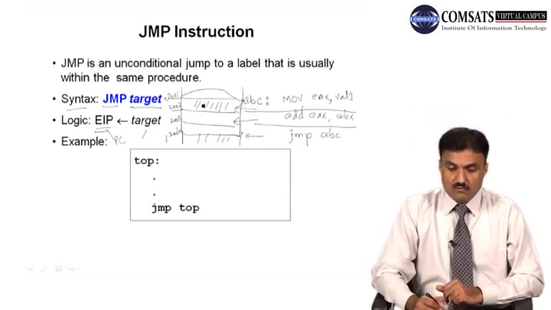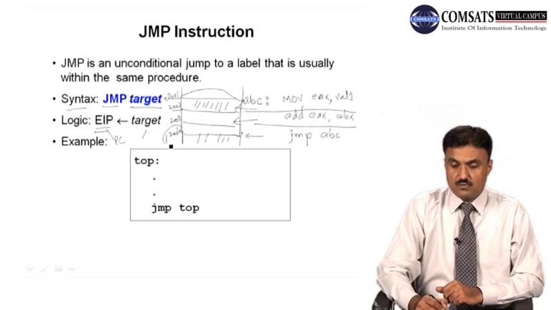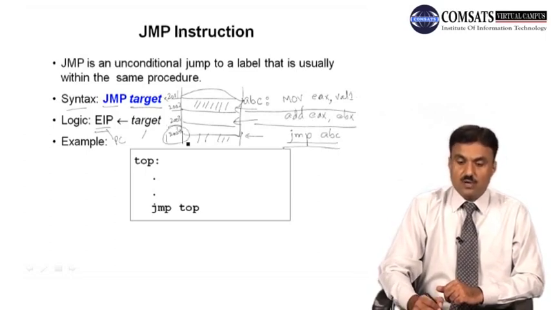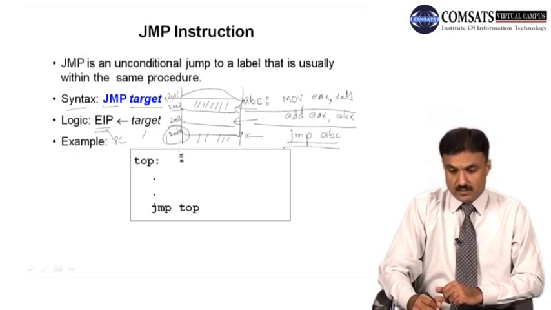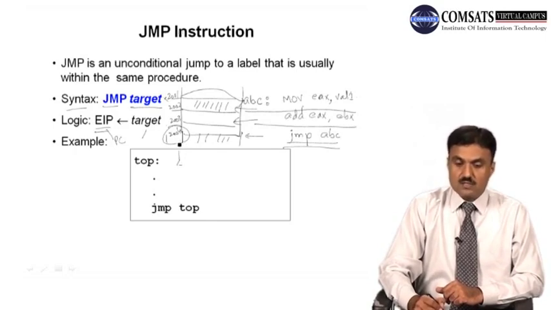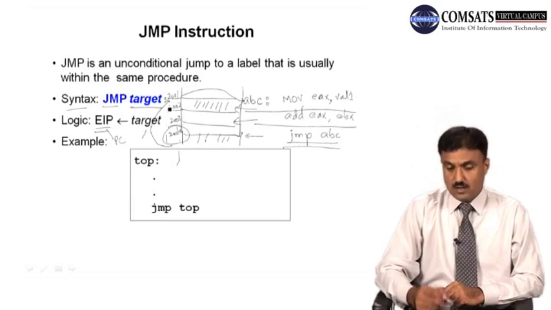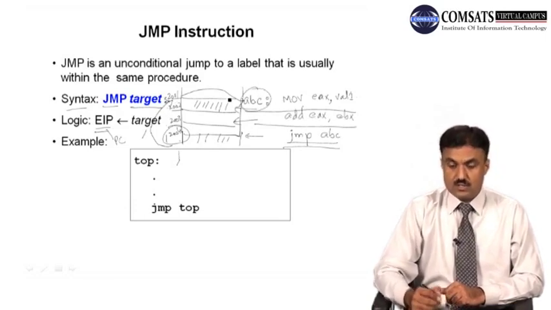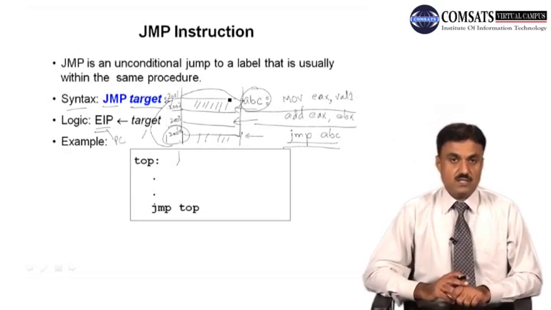So when the program counter comes to 204, for example, to execute this instruction, the program counter will not be updated in the usual direction. The program counter will be assigned a new value, this location, which is identified as ABC.